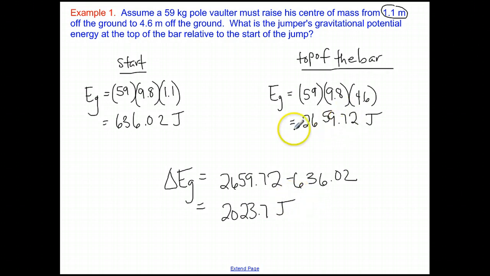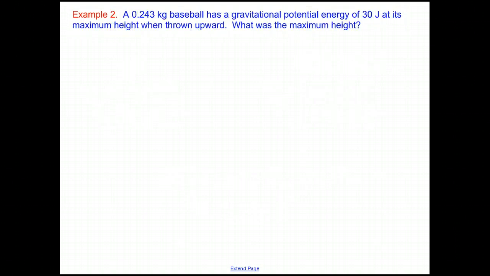That's his difference from where he's at the top of the bar from when he's on the ground, where his center of mass stands. So the big thing here is the higher we are above the Earth's surface or above the ground, the more gravitational potential energy we have, because we have a longer distance to fall under the force of gravity, basically. We can look at another example. A 0.243 kilogram baseball has a gravitational potential energy of 30 joules, so they're giving us this value.